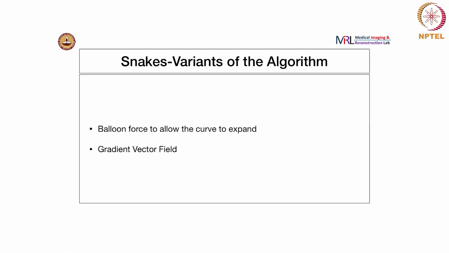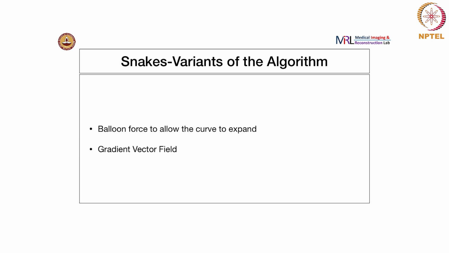So there are variants of this. I will not go into the details. If I find time, I will. There is something called a balloon force. Remember, the first derivative term makes the curve shrink. But sometimes you want them to blow, to expand a bit based on certain image statistics. So that is possible. That has been done. It's called a balloon force, which lets the curve move in any direction, expand and compress.